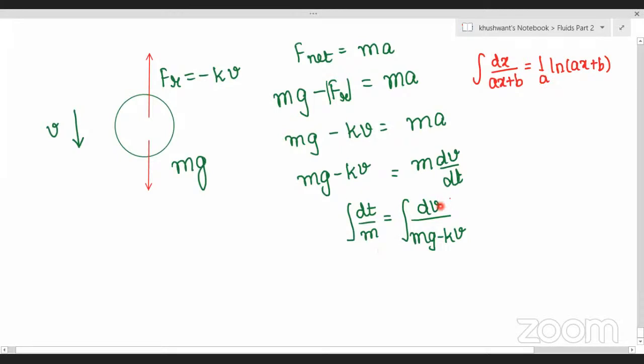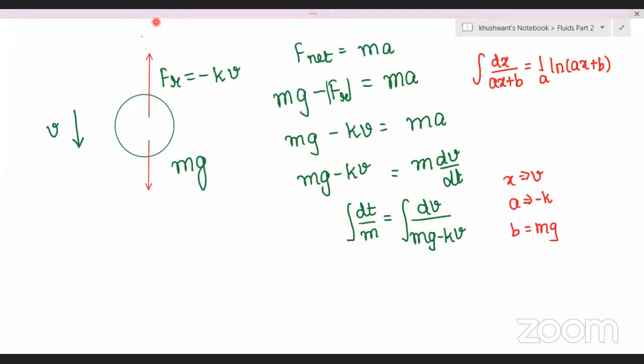Can we find a similar scenario in this question also? Instead of x here, we have v, right? Instead of a, we have minus k here. Makesh, can we see that? Yes, sir. And instead of b, we have mg. Can we compare these two scenarios that are given in the question? Yes, sir.